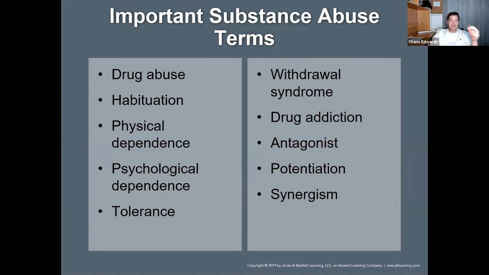Tolerance is the physiologic adaptation to the effects of a drug, such that increasingly larger dosages of the drug are required to achieve the same effect. Withdrawal syndrome is a predictable set of signs and symptoms, usually involving altered CNS, central nervous system, activity, that occurs after the abrupt cessation of a drug or after rapidly decreasing the usual dosage of a drug. Next, we have drug addiction, which is a chronic disorder characterized by the compulsive use of a substance, resulting in physical, psychological, or social harm to the user. And this person is going to continue to use the substance despite the harm.